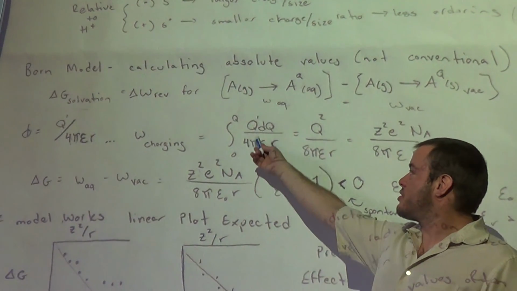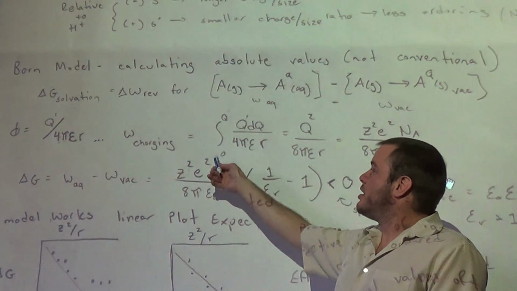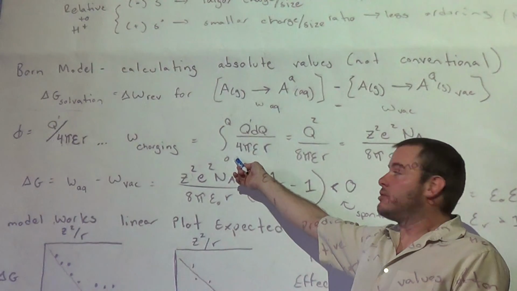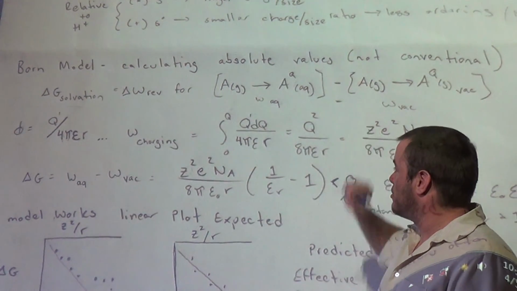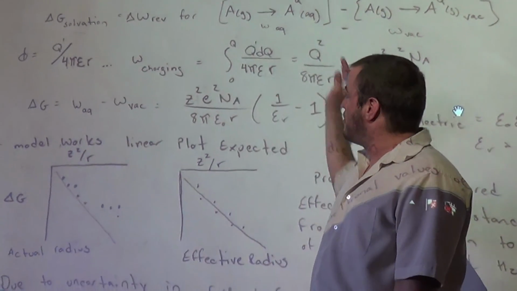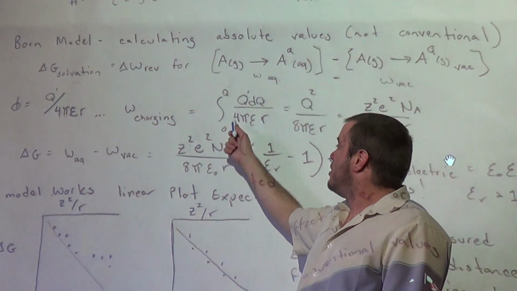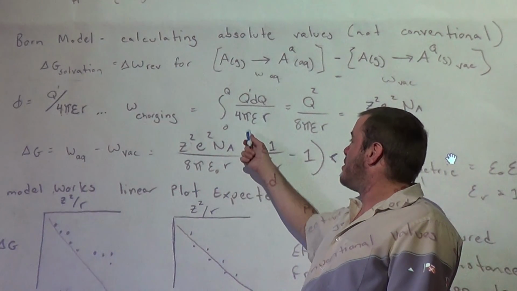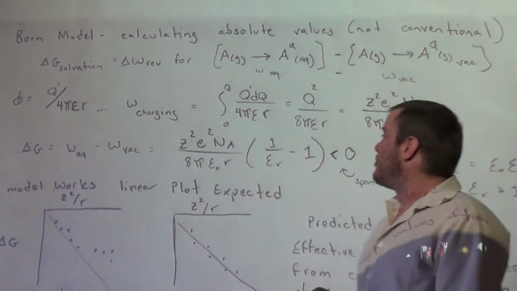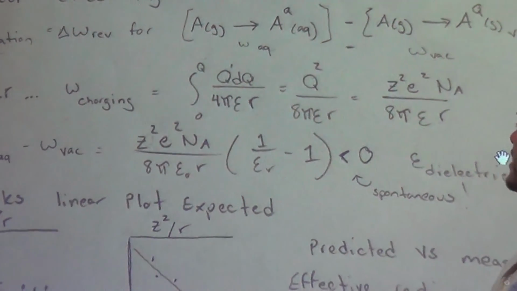Now, we just showed you that calculation here. We've got the work done for charging. We're taking incremental pieces of charge and pasting them on until we've built up the total charge of the ion. We take the integral of q dq over 4 pi epsilon r, from 0 up to the q of the ion. Q is whatever the charge of the ion is.